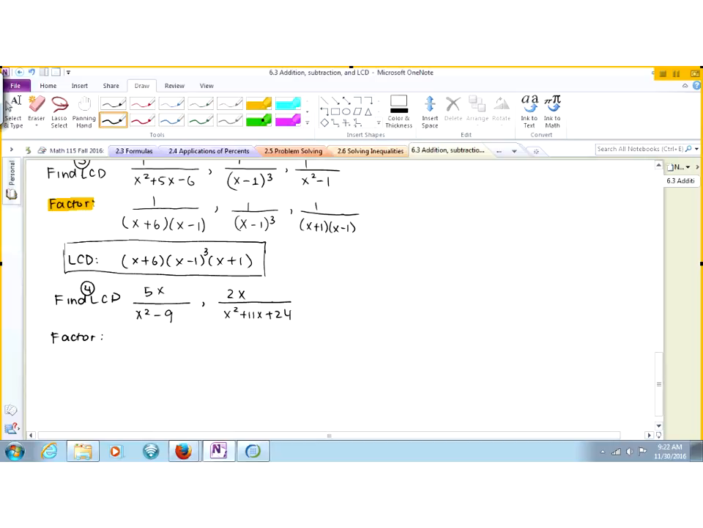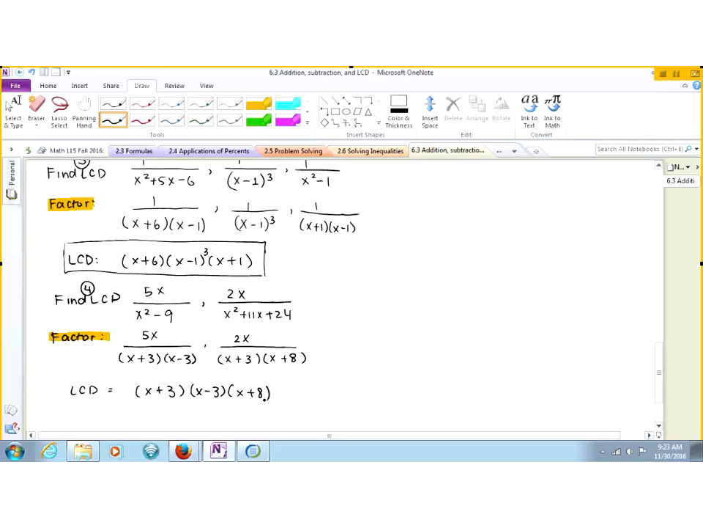So how do we factor this? We factor always anyway, but how do I factor this? 5x over x plus 3, x minus 3. 2x over x plus 3, x plus 8, you said? Okay, good. Now, tell me the LCD. X plus 3 times x minus 3 times, okay.